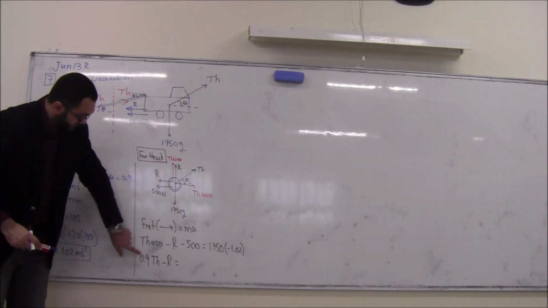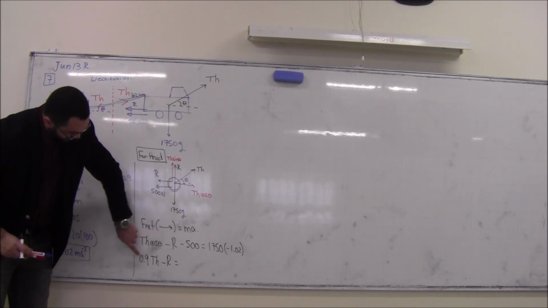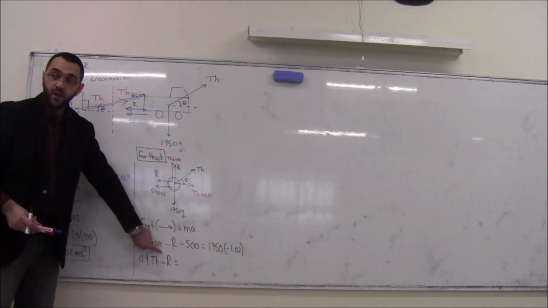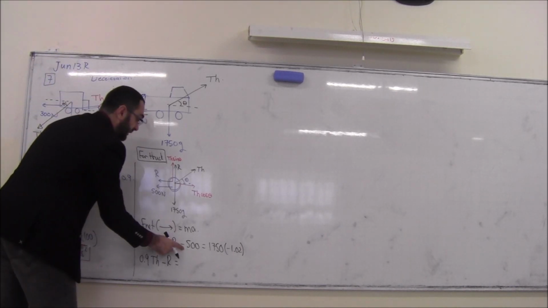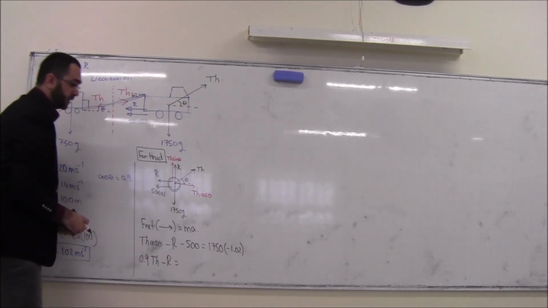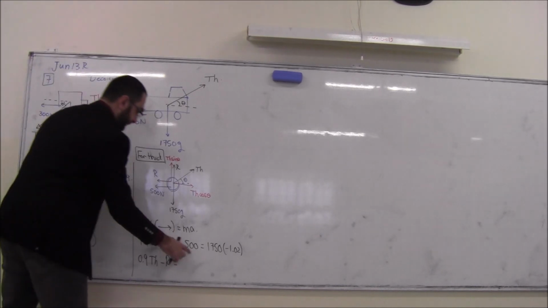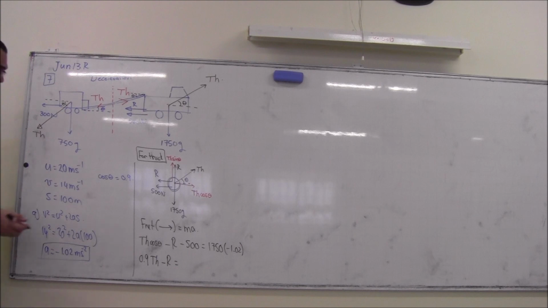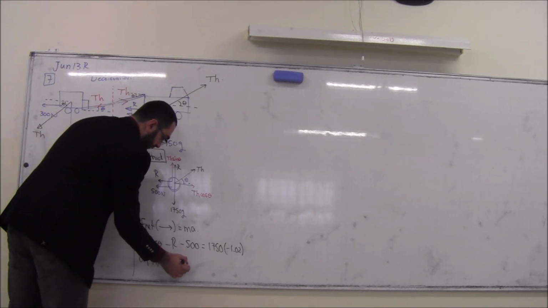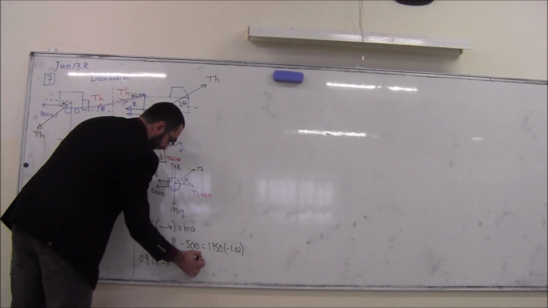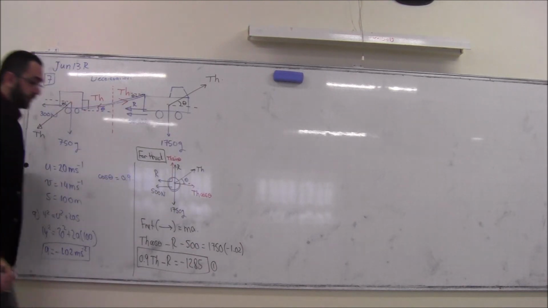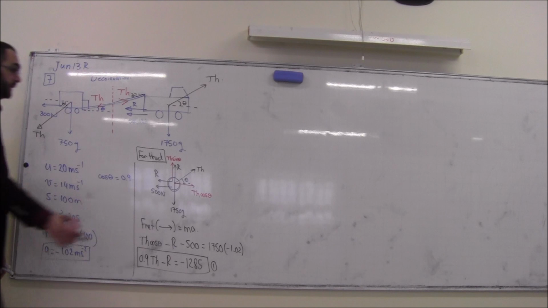Guys, fine? So here what we have to do: 0.9 thrust minus R, move minus 500 to the other side, and we will have negative 1,285. This is equation number 1.